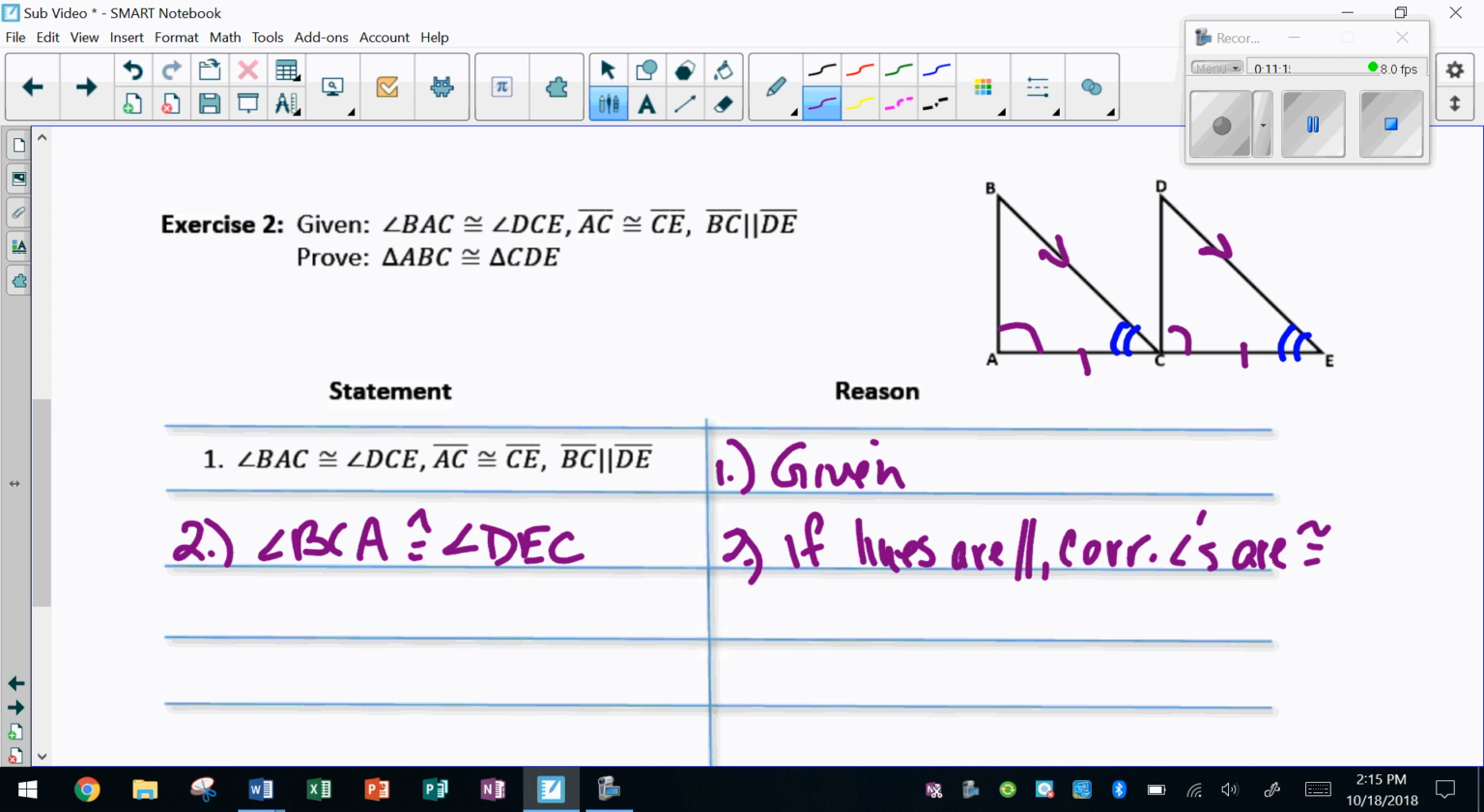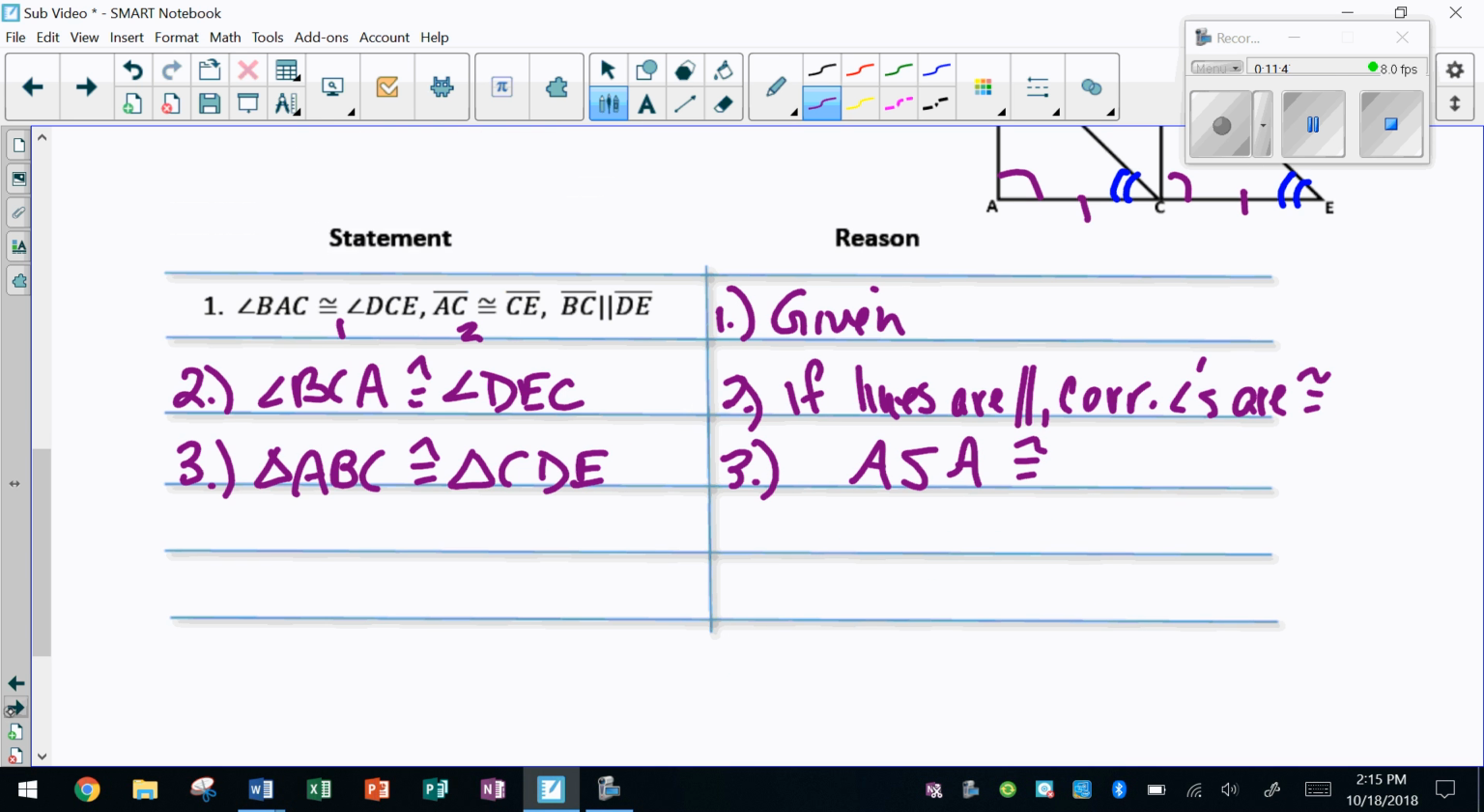Okay, now in step 3, let's look at what we have. They stated a congruency here in the given. They stated the side congruency here in the given. That was 1, that was 2 congruencies, and I just got my third with the corresponding angles. We're done, folks. Triangle ABC is congruent to triangle CDE, and the reason is by angle side angle congruence criteria.